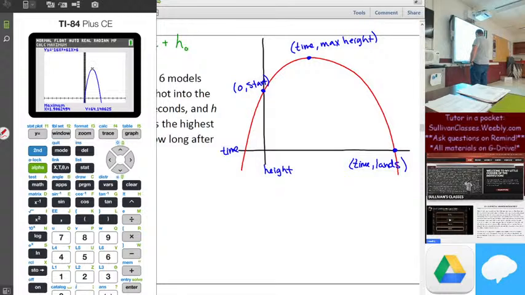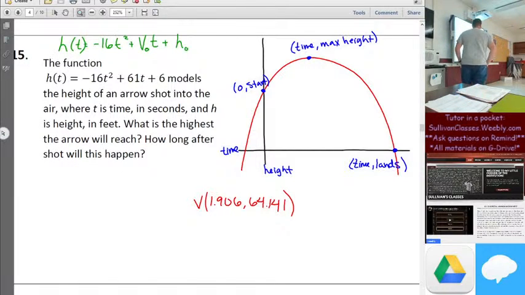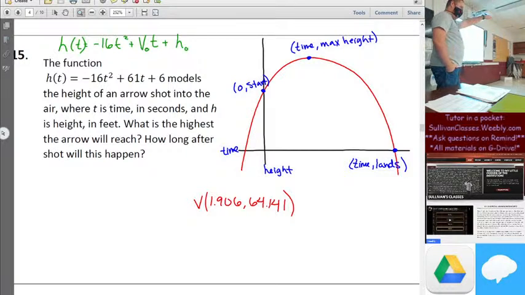I have to remember what this means, though. If the vertex is at about 1.906, about 64.141, what does that mean? 1.9 seconds. There you go. After about 1.9 seconds, right? X-axis is time, Y-axis is height.